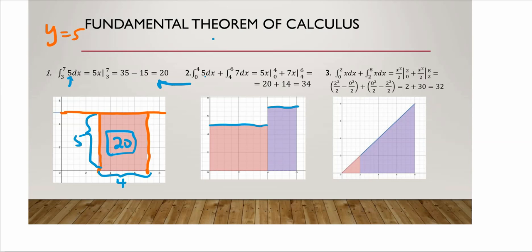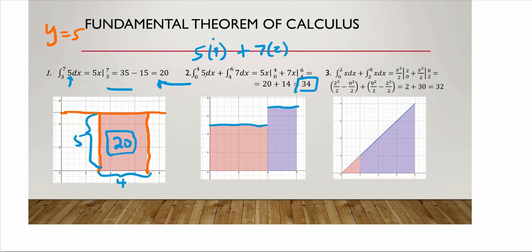So this could really be 5 times 4, while this one can really be 7 times 2. And I add those. So 20 plus 14 is 34. So all I did was use the property instead of integrating.